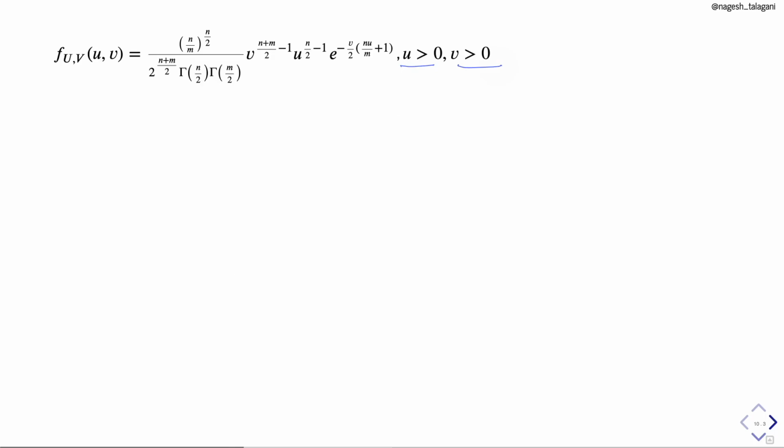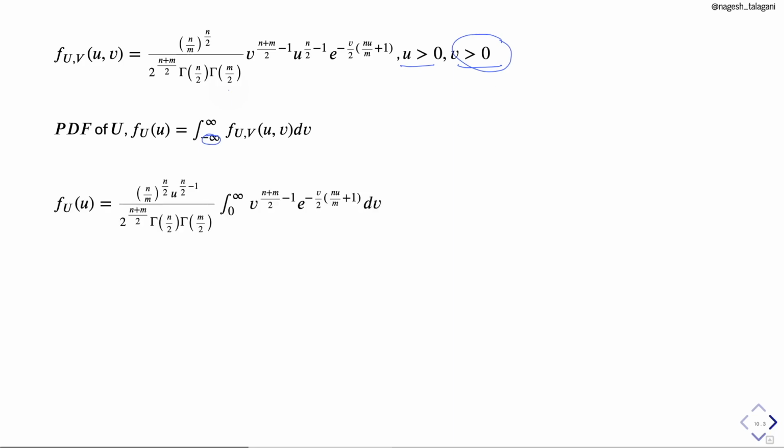Fine. Now we are going to see the PDF of U as a marginal PDF. To get the PDF of U, we integrate the joint PDF of UV with respect to V from minus infinity to infinity. But here V is positive, so it's enough to integrate from 0 to infinity. So let's integrate the joint PDF of UV with respect to V from 0 to infinity, and this is what we will have. Things not involving V, I am writing outside the integration. Now we end up integrating only this.